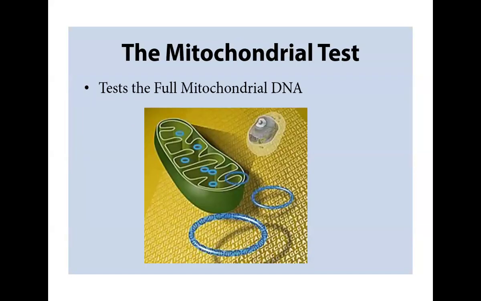The mitochondrial test is testing what we call the full mitochondrial DNA. Remember those little squiggles that we saw in the cell? These are now represented as rings that are being tested. When the mitochondrial test first came out, they weren't always testing all of the parts of the ring. We're finding that the test now is much more complete and gives a better picture of the mitochondria that was passed down from your mother's line.